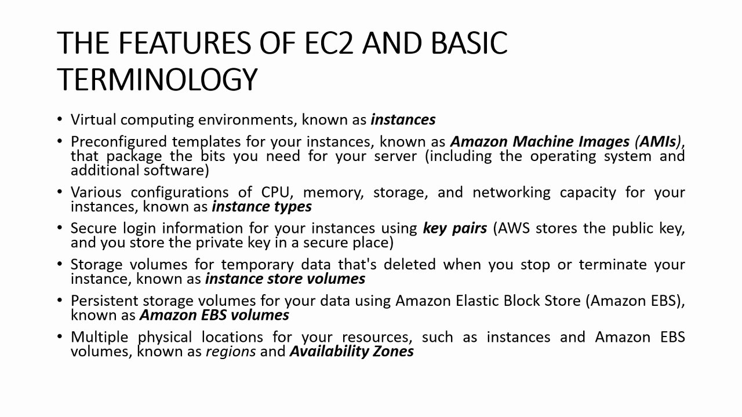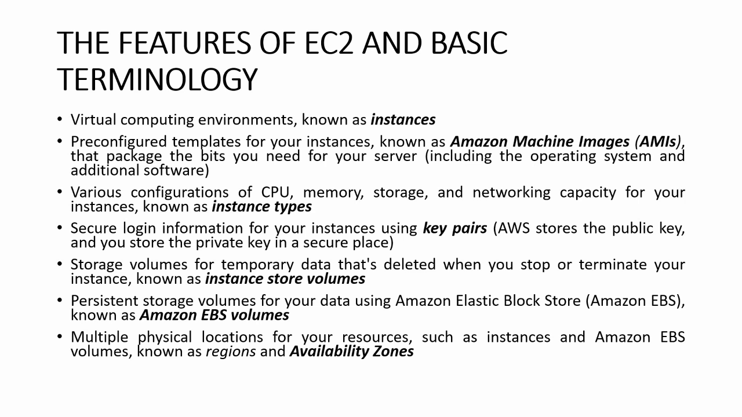EC2 offers two types of storage volumes. First type is instance store volumes. Instance store volumes are used for temporary data, and this data is deleted when we stop or terminate our virtual machines or instances. The second type of storage is Elastic Block Store, or Amazon EBS. This type of storage is persistent. So when we stop or terminate our virtual machine, the data we put on this storage remains intact.